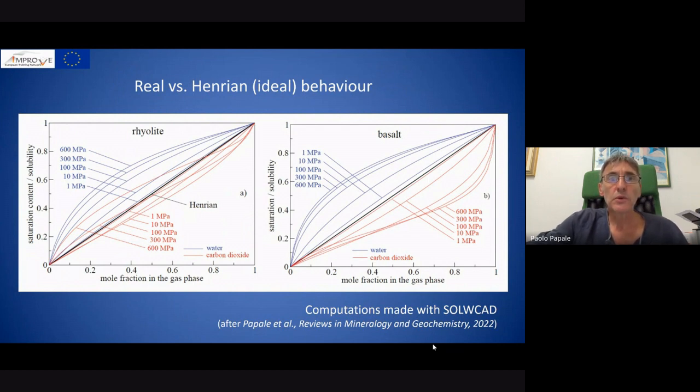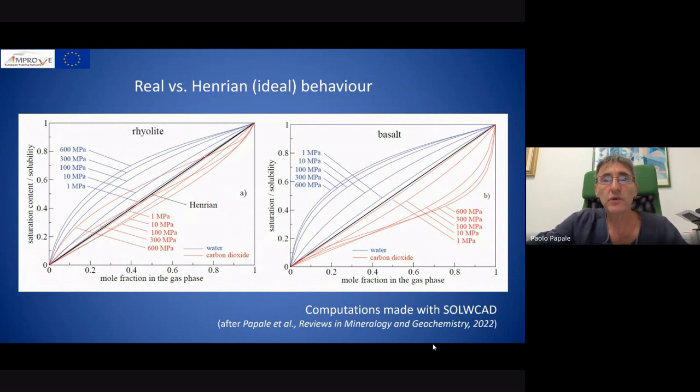The results are shown in a way that for both diagrams, which refer to 2 different silicate melt compositions, the black diagonal line corresponds to Henryan behavior. The blue lines refer to water, and the red lines to carbon dioxide. The closer the red and blue lines are to the diagonal black line, the better the Henryan law behaves. The closer we are to Henryan behavior. We see that in all cases, Henryan behavior is a reasonable approximation of the real behavior only for the lowest pressure employed, which is 1 megapascal or 10 bars.